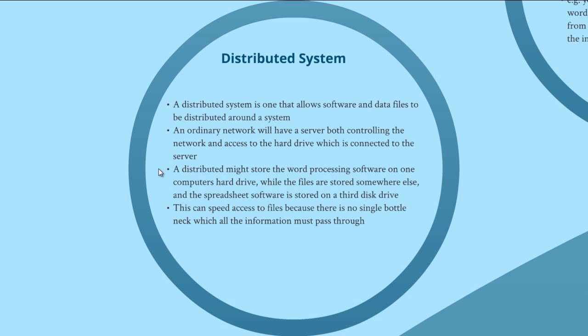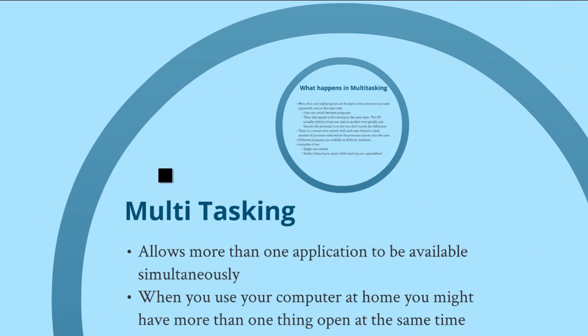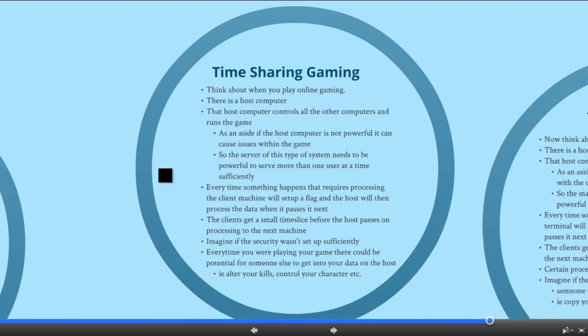The spreadsheet software could be installed on a different computer, so that all the resources are distributed across the different computers within the network. This can speed access to files because there's no single bottleneck which all the information must pass through. So they are all our different types of user interface that you need to know.